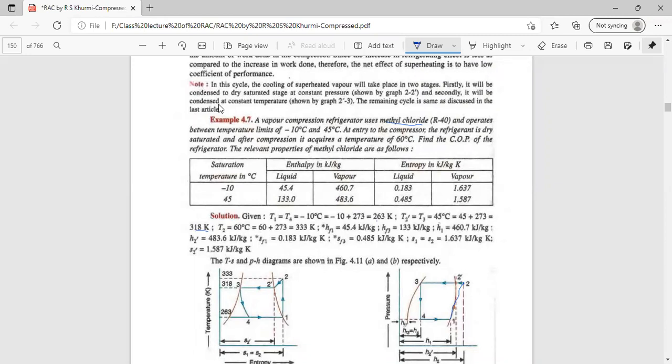What will be the enthalpy of the fluid state at point 1? Here at this position, it is in vapor state. But when this line intersects the wet saturated line at point 1, this is the enthalpy at the fluid state. So HF1 is given by the enthalpy at the liquid state at point 1, that is at minus 10 degrees centigrade.